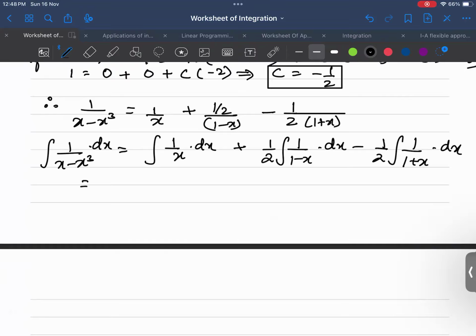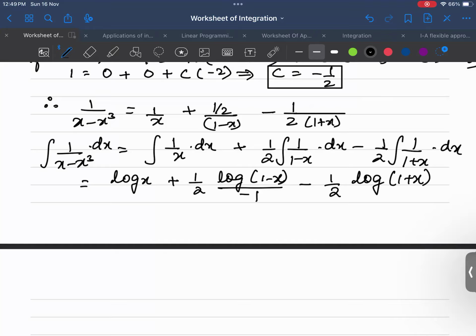Now, integration of half would be log x plus half log 1 minus x. And if you remember, in previous sessions I explained clearly, if something is multiplied by x, there is a special formula which we have done in the previous session: it is divided by -1. Minus half, and the integration of 1 plus x, in which x is multiplied by 1, is divided by +1. So no need to write the +1, but -1 was important to write.